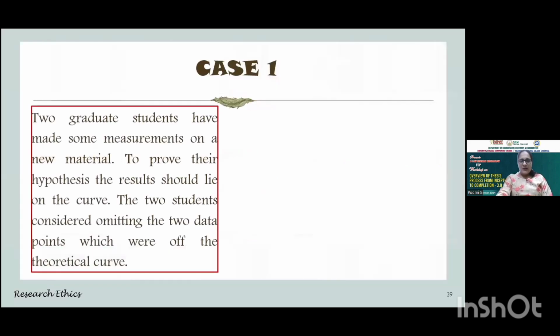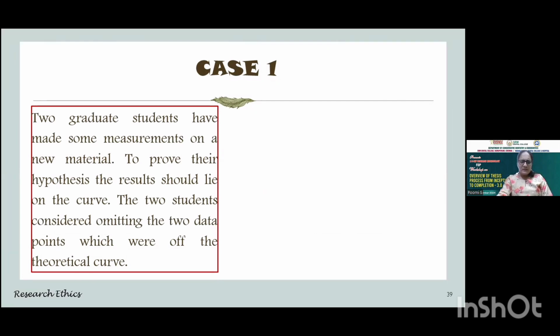So case one is we have two graduate students who have made measurements on a new material. To prove their hypothesis, the results should lie on the curve. When they don't get certain results within the curve, the students consider omitting the two data points which were off the theoretical curve. So now let me know whether this is right.